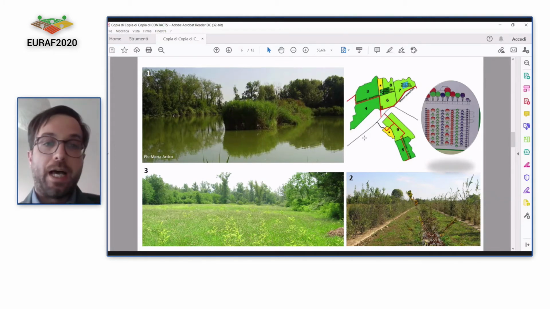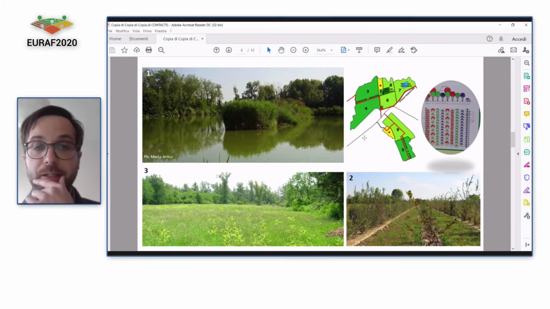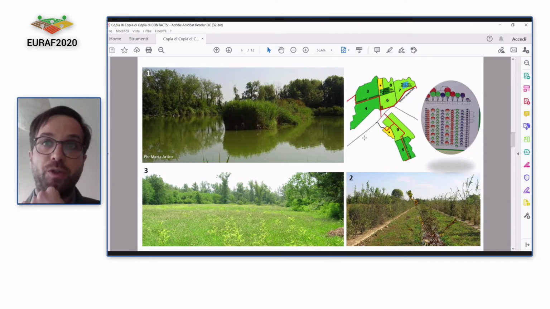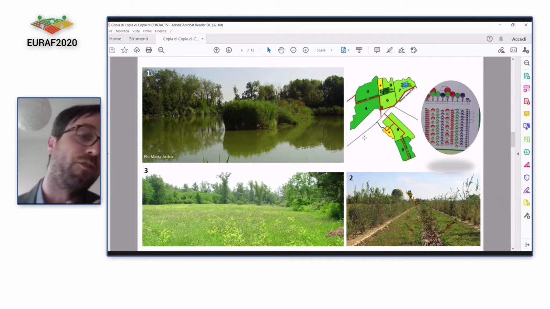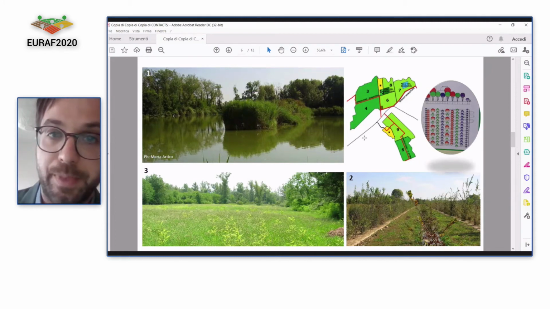Of course, this is a potentiality for biodiversity, but they also represent a problem for the level and the quality of ecosystem services provision of this kind of rural landscape.